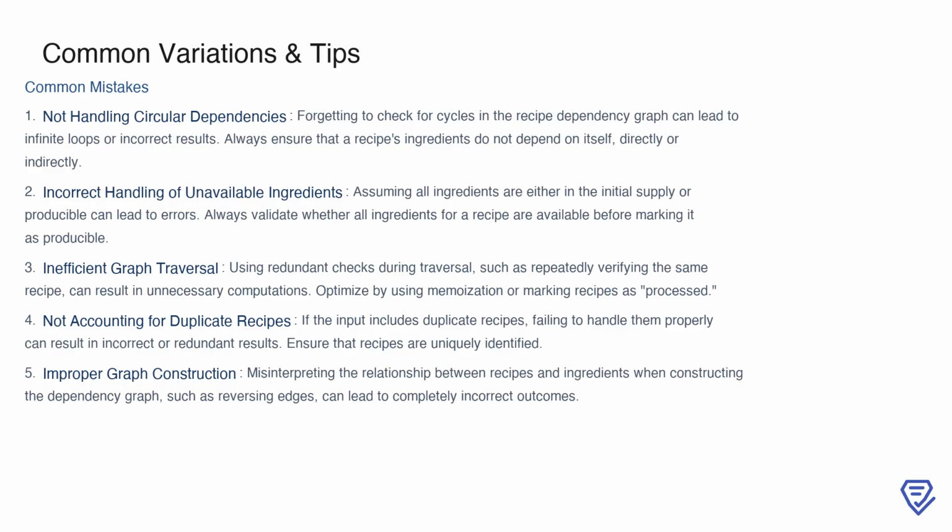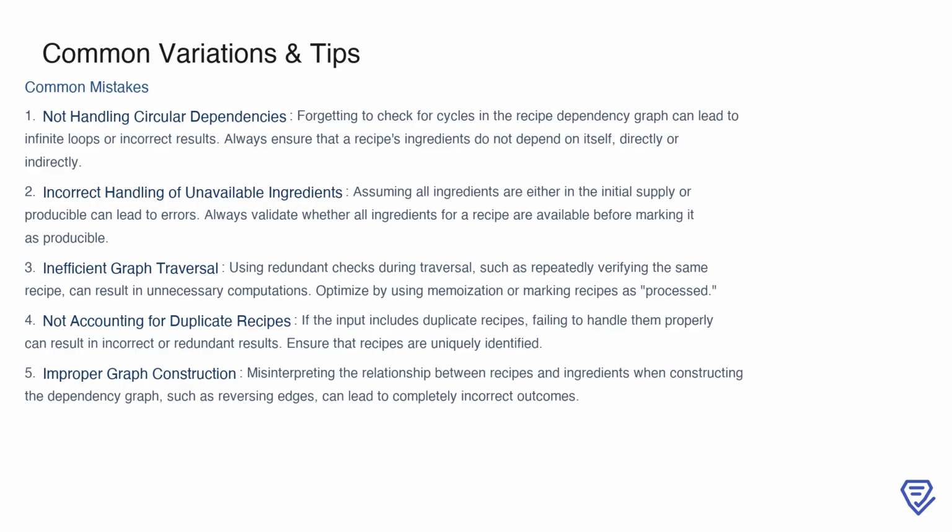Next, assuming that all ingredients will always be available or producible is another error. You must validate that every ingredient for a recipe can be either supplied initially or produced through other recipes. Inefficient graph traversal is another common issue. For instance, repeatedly verifying the same recipe can waste a lot of computation time. To solve this, use techniques like memoization or marking recipes as processed.